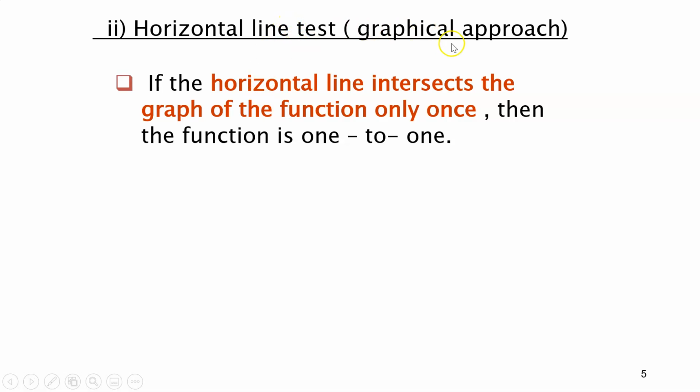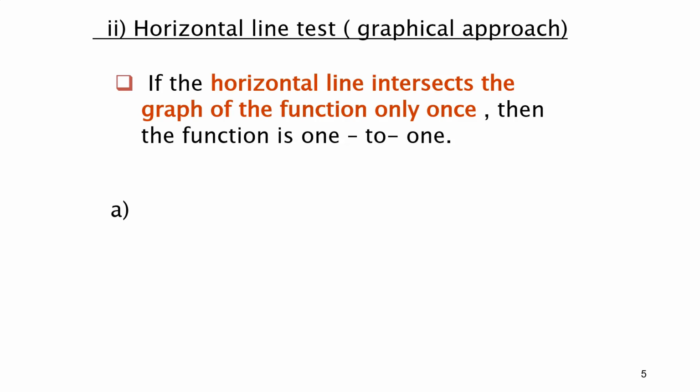Okay, the second approach is using a horizontal line test. Okay, this is actually graphical approach. You need to sketch your graph. If the horizontal line intersects the graph of the function only once, then the function is one-to-one. Remember what we have learned before? We have vertical line test, right? Or we call it pencil test. That one is to check whether the graph is a function or not.